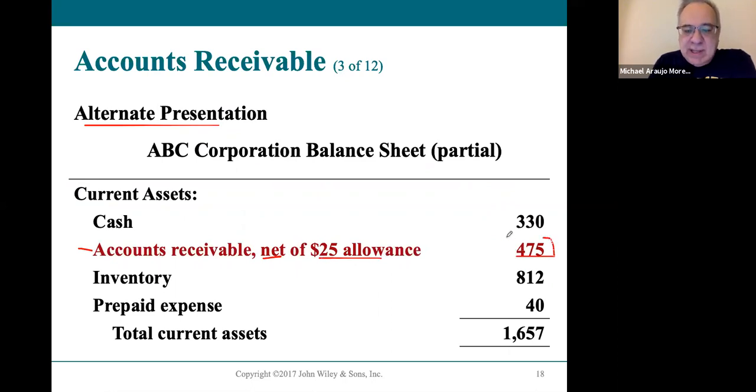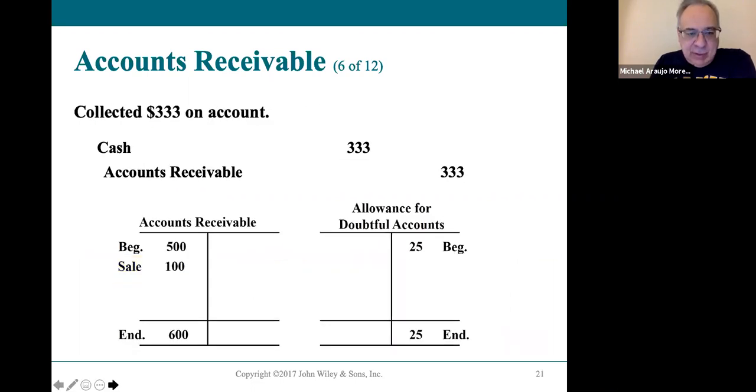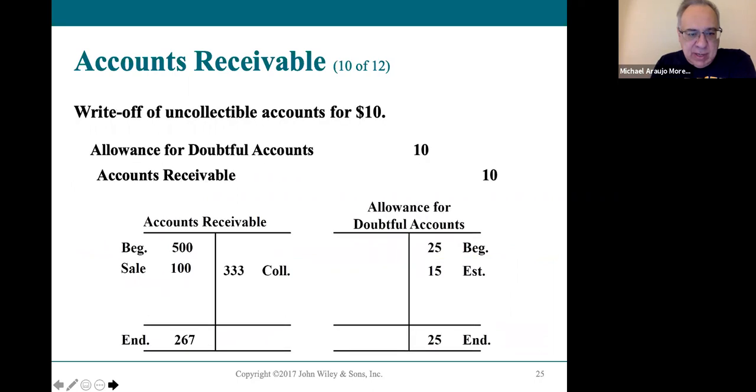And of course, this is the net realizable value that's going to be added with all the other assets on their balance sheet. But they have to have some type of allowance. They have to put something aside to show that they're not going to collect all of it. Okay, so let's go to how this looks here.